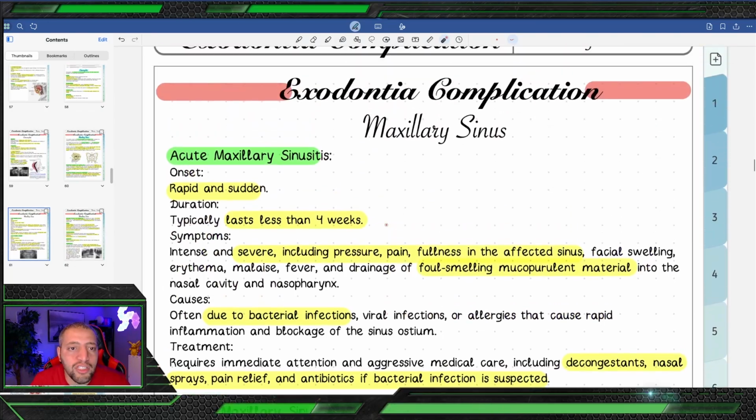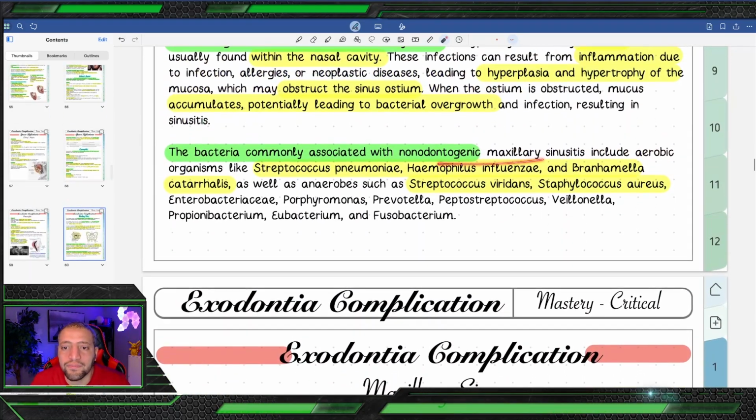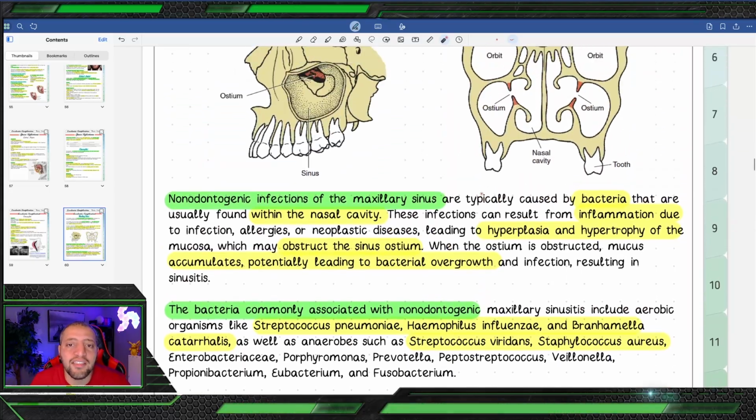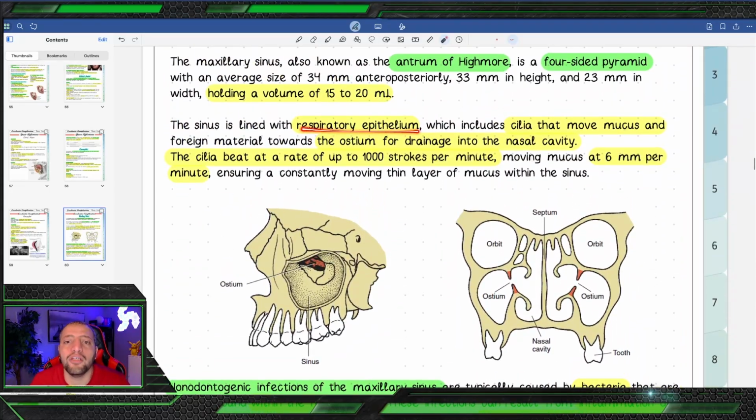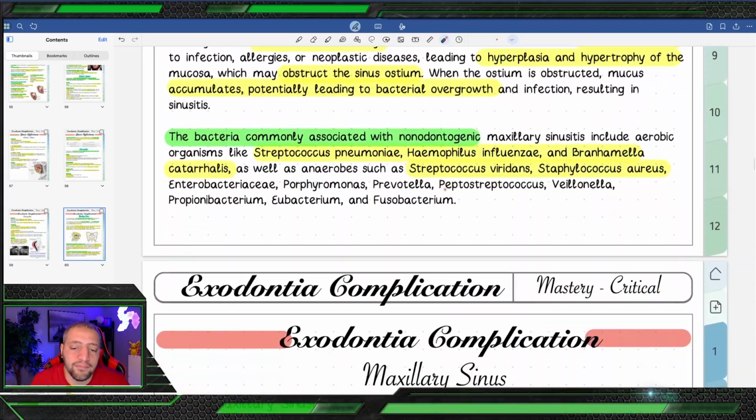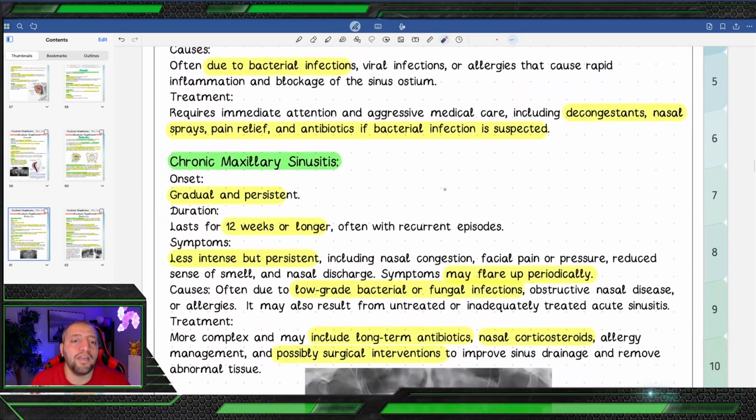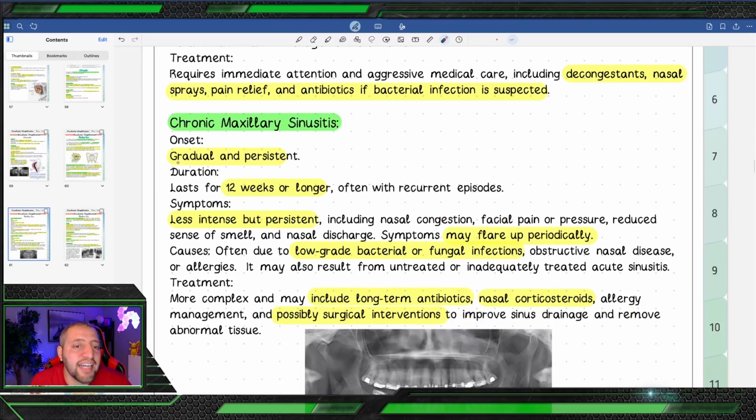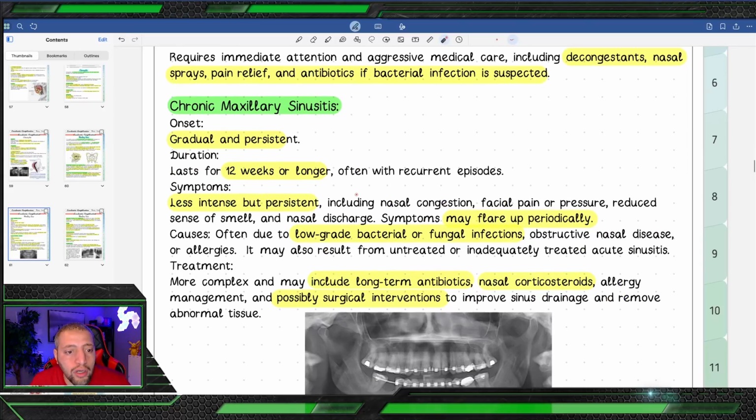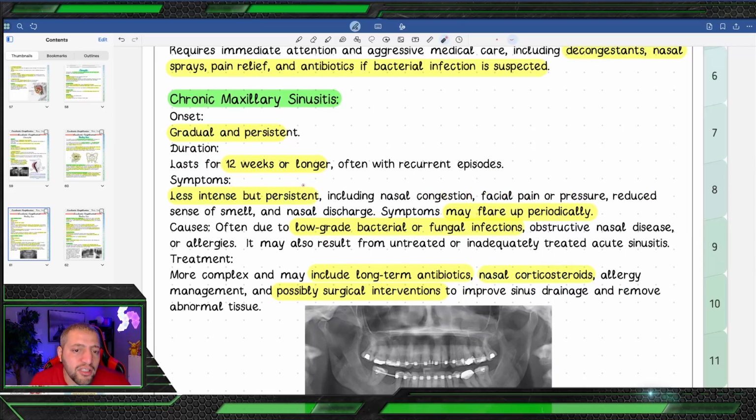I think the answer to the question was this one. And everyone was like crazy, like influenza is related to it. Yes, because it's coming from respiratory epithelium, not from oral epithelium. Okay. Chronic maxillary sinusitis is gradual and persistent, lasting 12 weeks or longer. Symptoms are less intense because it's a chronic one.